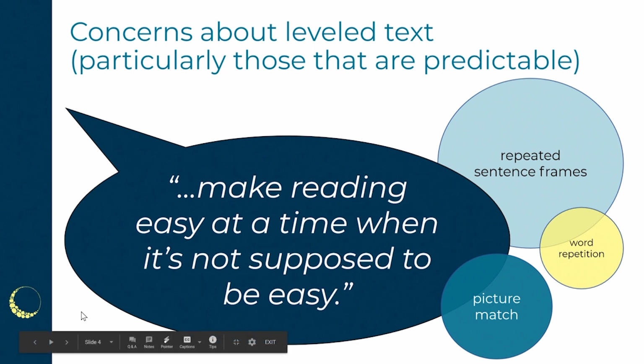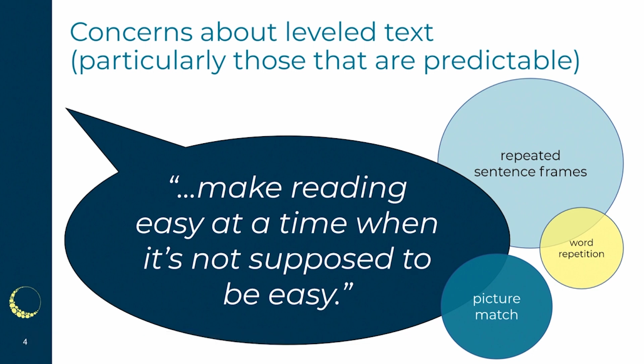So you get the sense of the history of various kinds of text, but there really are just three kinds and types used today, and the two that are predominant are decodable and leveled. So, just a slide to talk about concerns about leveled text, particularly those that are highly predictable. A friend of mine, Dr. Kristen Munger, once said, and I couldn't believe how smart it was, leveled texts make reading easy at a time when it's not supposed to be easy. Okay, and think about that. That's kind of true, isn't it?